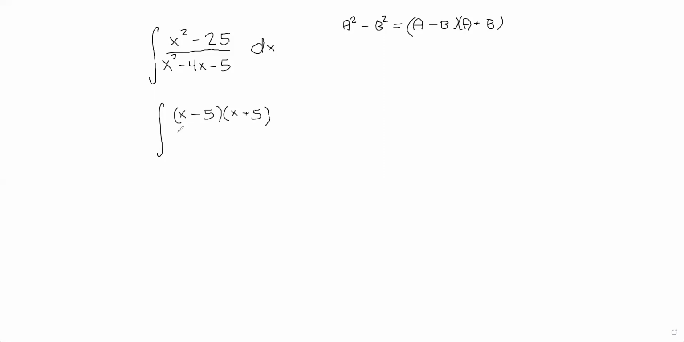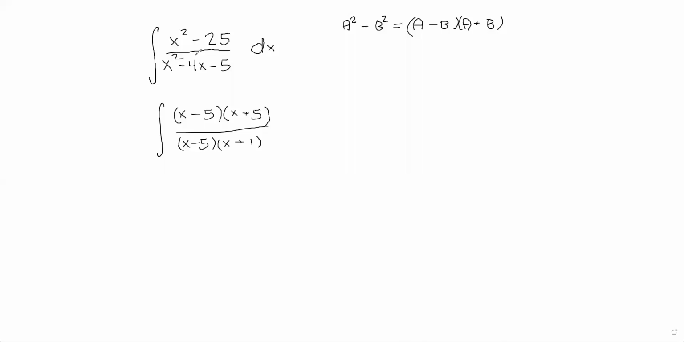So let's see if the bottom can be factored. And it looks like it can indeed. We want two numbers that add up to the middle coefficient, -4, and multiply to -5. The two numbers that do that for us would be -5 and +1. So we're going to do x minus 5 times x plus 1. That is our simple algebra 1 quadratic factoring.